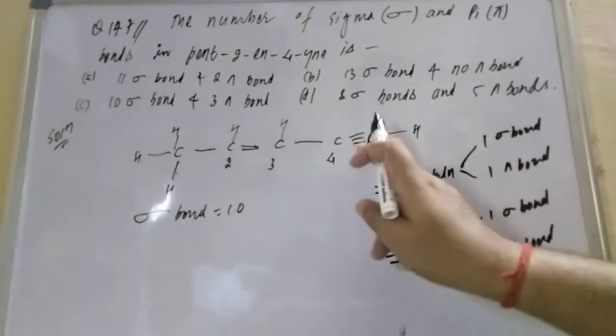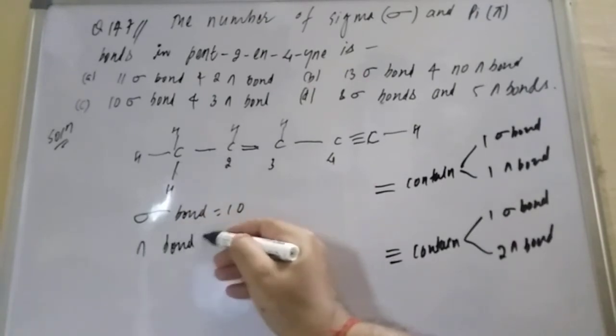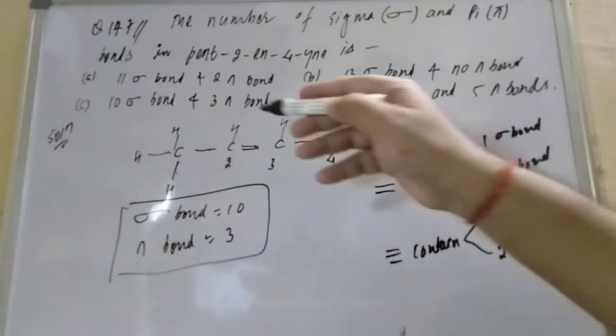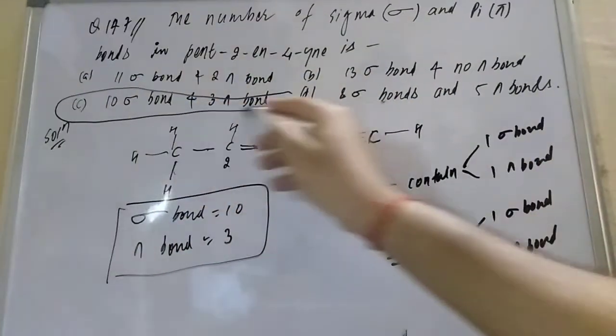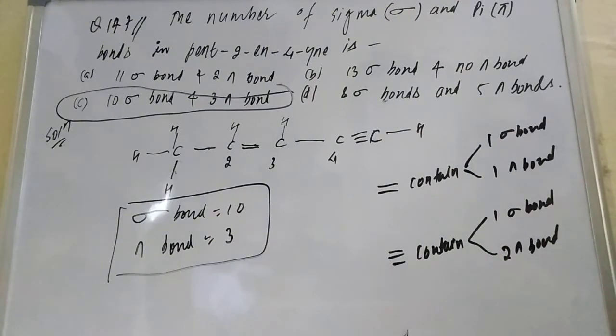So it is 1 and 2, 2 1 3. So how many pi bonds, student? That is 3. So 10 sigma, 3 pi. So which option is matching? Option number C is the correct option, student. That is 10 sigma bonds and 3 pi bonds.